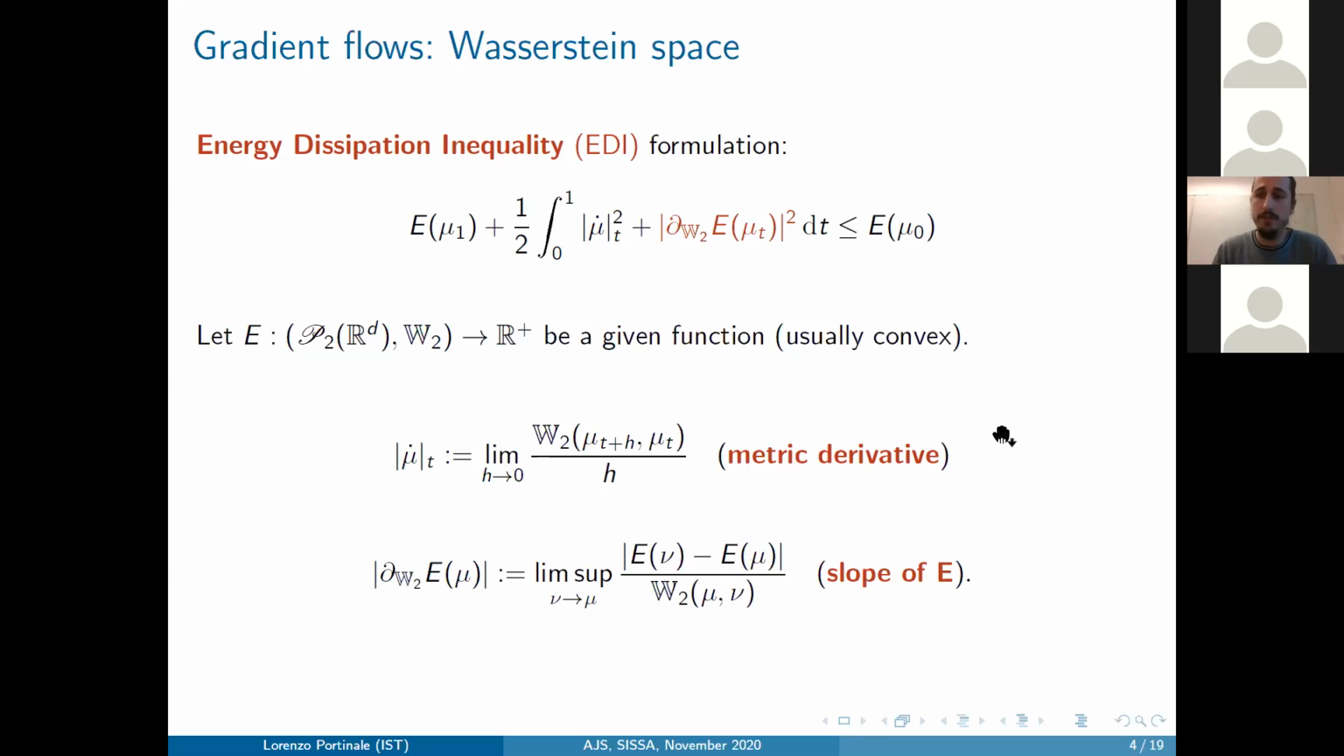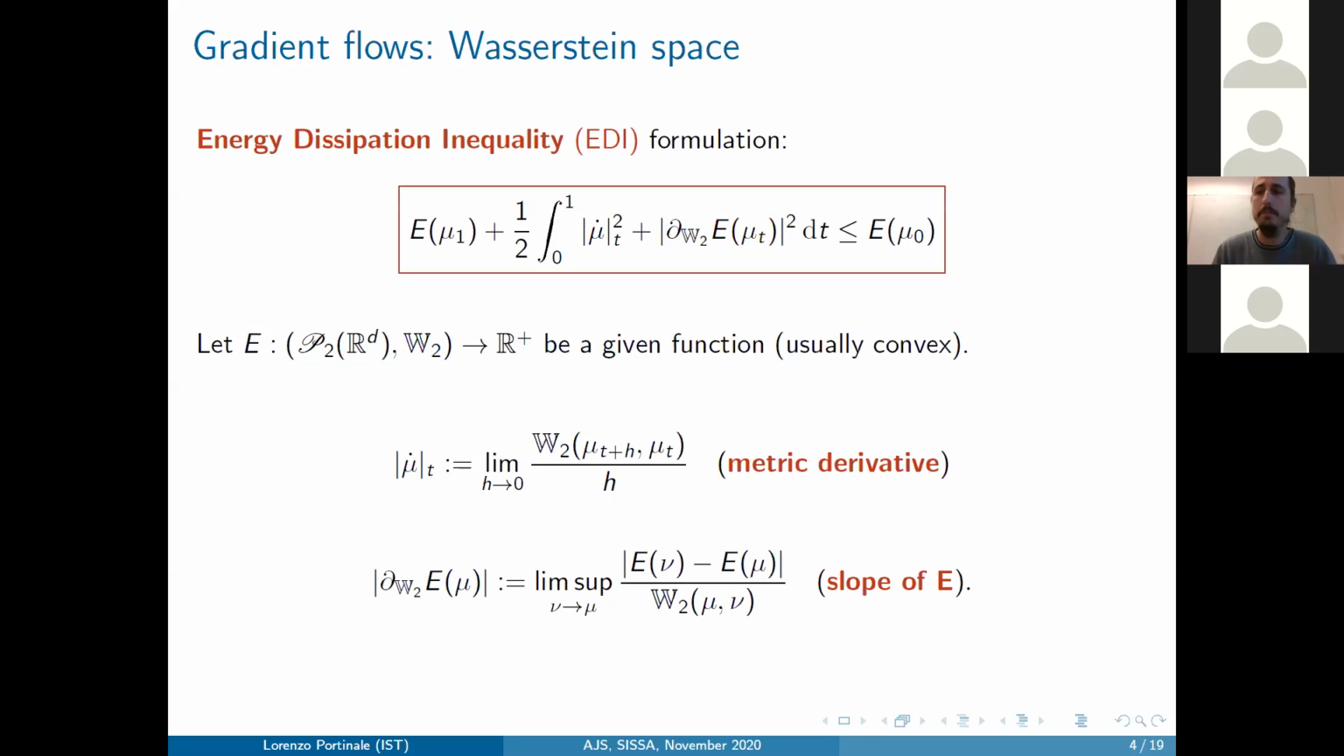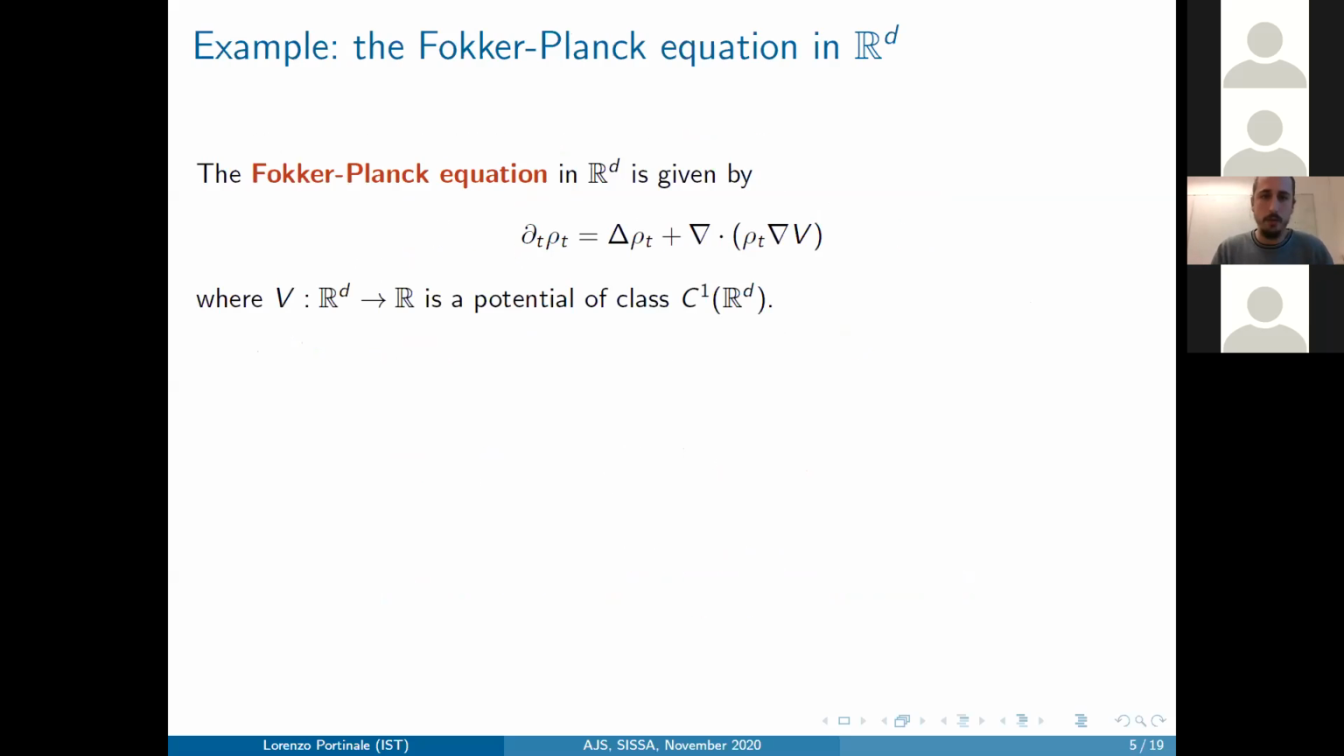So with these two definitions at hand, I simply say that a solution to a gradient flow of an energy on the space of probability measures is simply given by a solution to this inequality. The takeaway message here is that I don't really have a notion of gradient like in the previous sense, but I can still give a meaning to this inequality. And I will simply define a gradient flow solution to be a solution to this inequality.